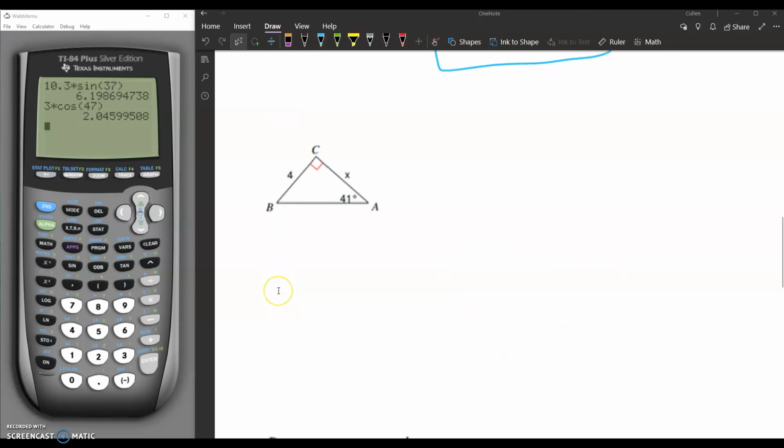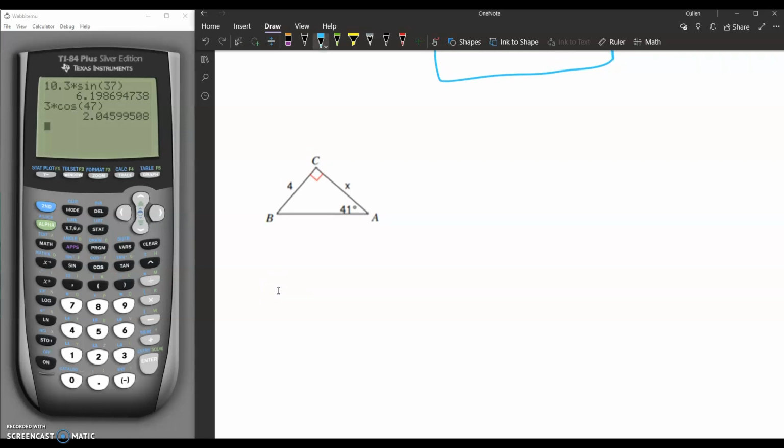Let's do this example real quick. So this one will end up being a little bit different, but it will be important for you to see it. So let's go ahead and label our two sides from the 41 degrees that we have right here. 4 is the opposite side, x is the adjacent, and the bottom is the hypotenuse. You see how this one is oriented differently, so be careful. But if you have the opposite and the adjacent side, that means you're going to use a tangent ratio.